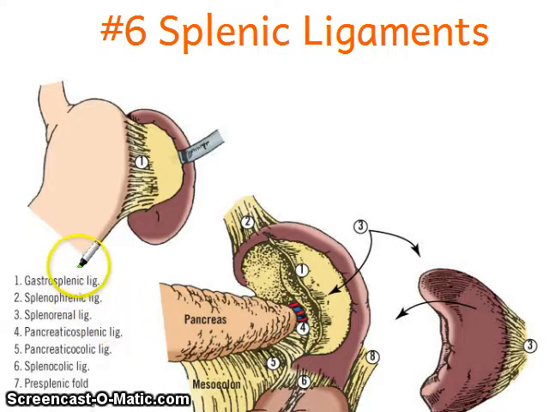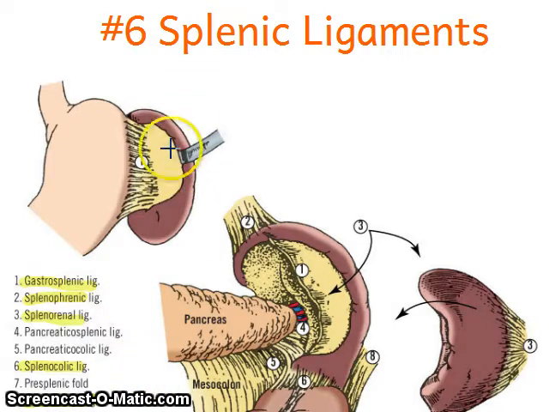Anatomical books speak about 8 ligaments: the gastrosplenic, the splenophrenic, splenorenal, or the older name, the ancient name, pancreatocosplenic, pancreatocolic, splenocolic, perisplenic fold, and the phrenicocolic ligament. But here we'll just talk about 5 of these ligaments, which are the cardinal ligaments. First, the gastrosplenic, the splenophrenic, the splenorenal, also the splenocolic, and lastly the phrenicocolic ligament. We will talk first about the gastrosplenic ligament.